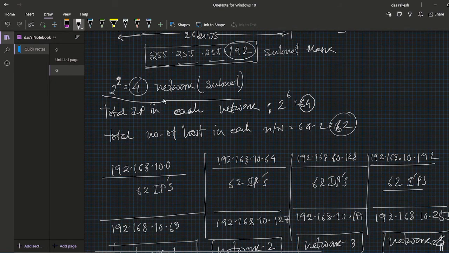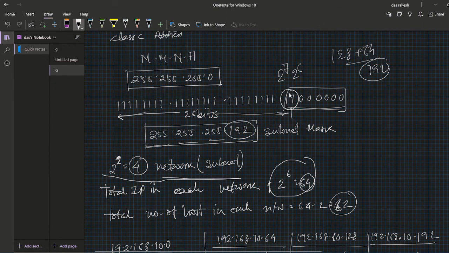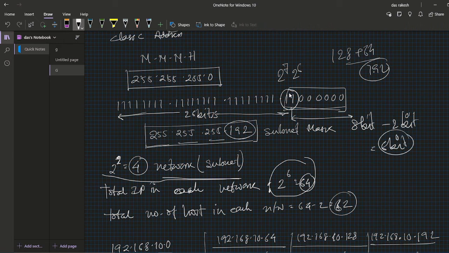Now 4 networks are possible. So the total IP addresses assigned are 2 to the power 6, that is 64. Why is this coming? Because this is 8 bits, and minus 2 bits, because 2 bits are borrowed to configure the network. So the remaining 6 bits are available for the host configuration. That's why 2 to the power 6 is 64. But actually, one IP is assigned for the network ID and one IP for the broadcast ID. Therefore 64 minus 2, that is 62 IPs, are available for each network.